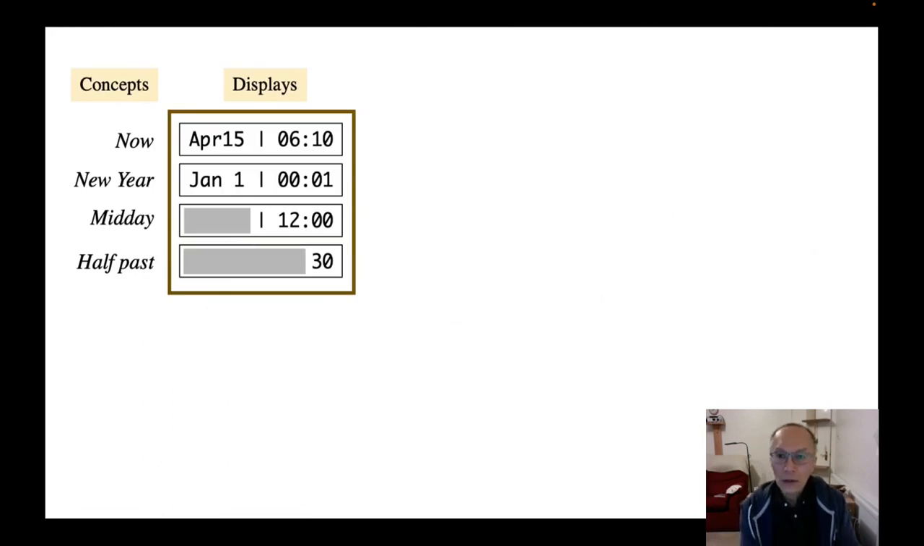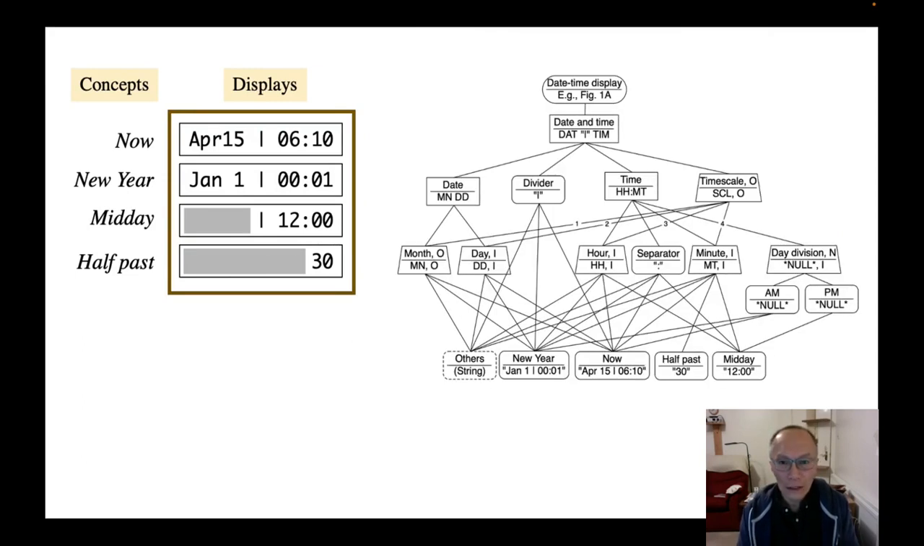To make all this a bit more concrete, here is a collection of digital clock displays. Each has an overall interpretation consisting of a specific month, day, hours, and minutes. Here is a model of this display. All four types of schemas are present.